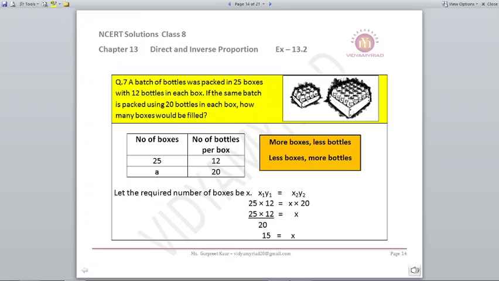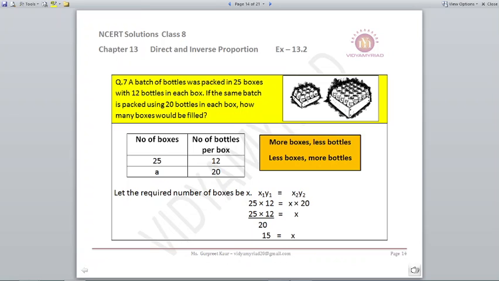We have the number of boxes and the number of bottles per box. The number of boxes was 25 and the number of bottles per box is 12. Now when we increase the number of bottles per box from 12 to 20, definitely the number of boxes will reduce. I need to carry fewer boxes. That means it is inverse proportion.